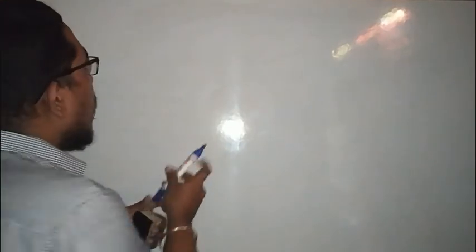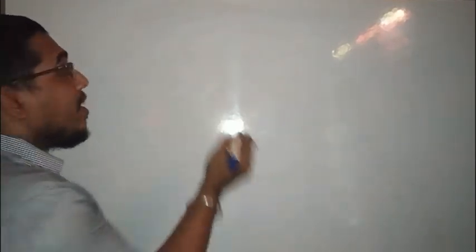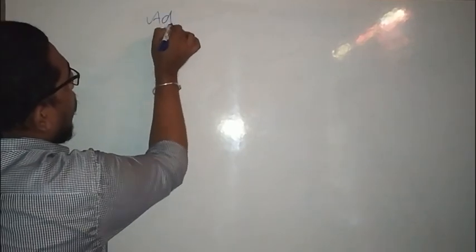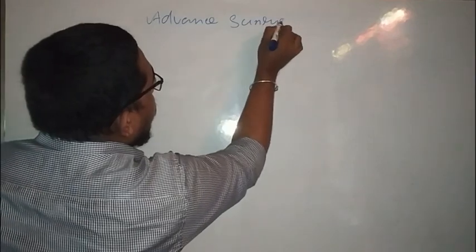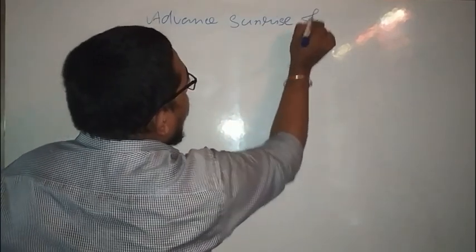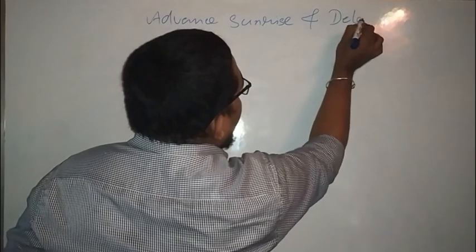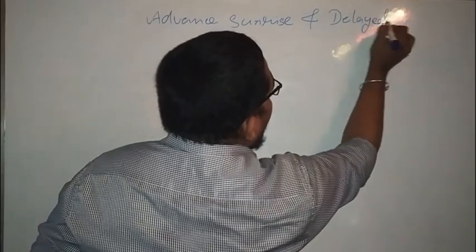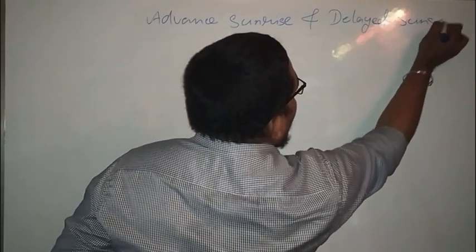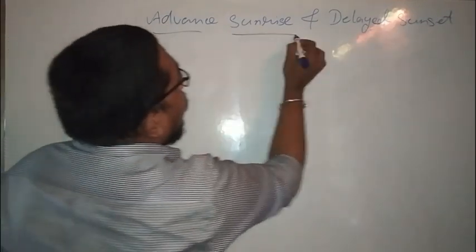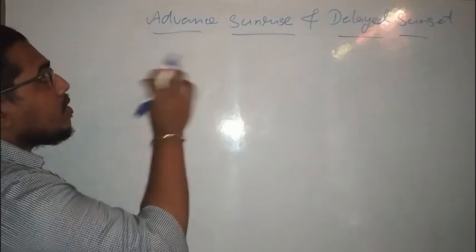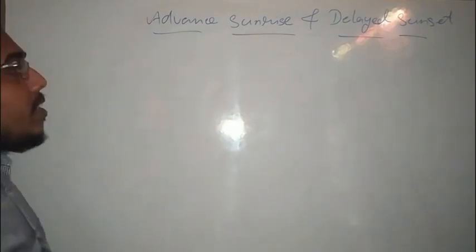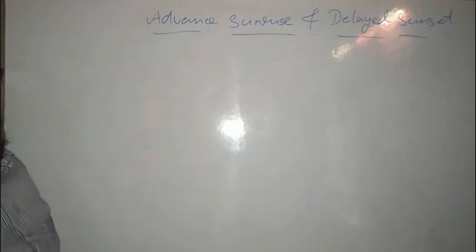Dear students, next important point is advanced sunrise and delayed sunset. So this advanced sunrise and delayed sunset is also another important optical phenomenon related to the atmospheric refraction.